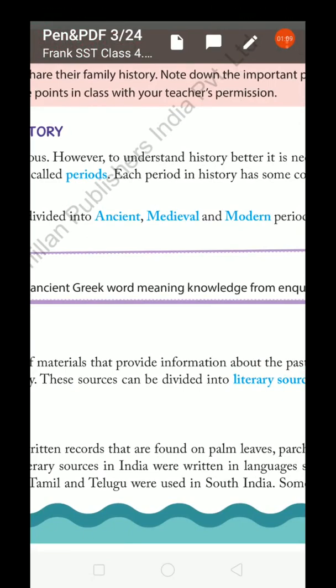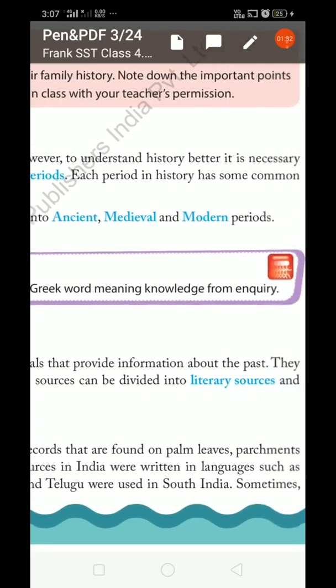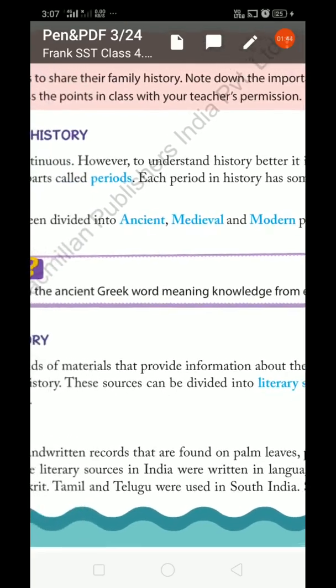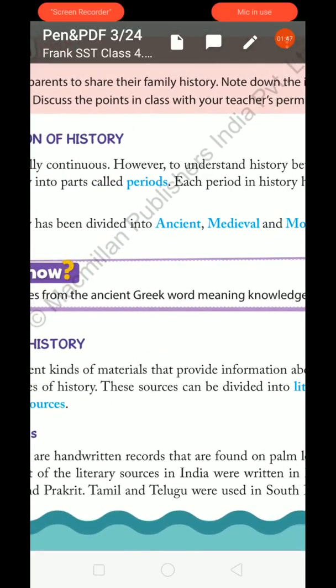In the ancient period, we can study about the Indus civilization, Maurya Empire, Gupta Empire, etc. In the medieval period, we can study about the attack of Mughals. And the third, modern period. In the modern period we will study about the British rule and the war till independence, till today. So this division helps to understand history better.